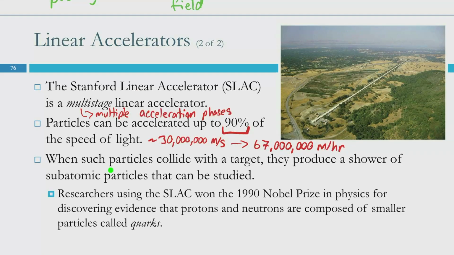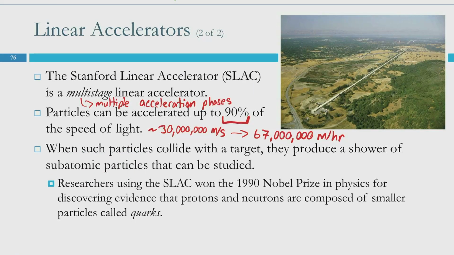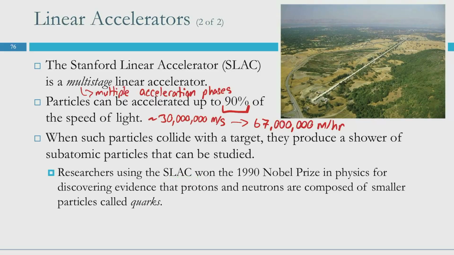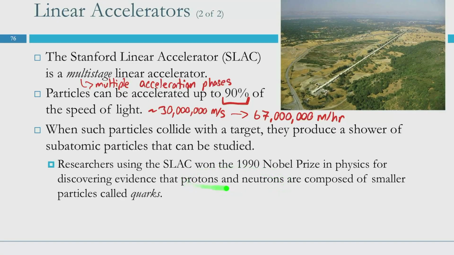When these particles collide with a target or they collide with another particle, it produces subatomic particles that can be studied. So researchers using the Stanford Linear Accelerator won the 1990 Nobel Prize in Physics for discovering that protons and neutrons are composed of smaller particles called quarks. So they're not actually the smallest that they can get. You can break them into smaller pieces. You can build them with quarks.